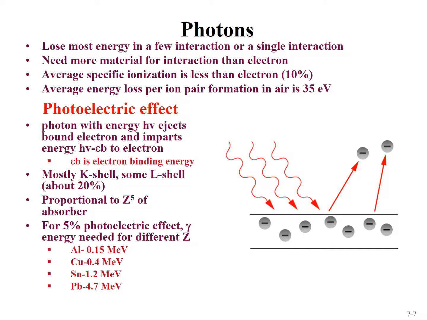Most of these photoelectric electrons come from the K shell, and the degree of the photoelectric effect is proportional to the Z, shown here, Z to the fifth of the absorber. So as an example, for 5% photoelectric effect, the gamma energy needed for different Z's is shown here. So for a higher photoelectric effect, one would use a lower Z.